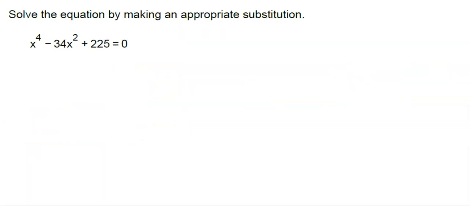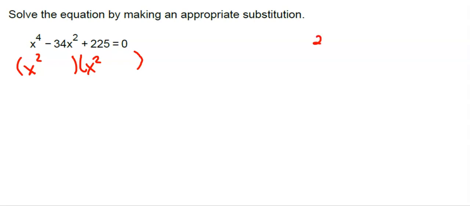Now this problem says to solve it by making an appropriate substitution. So I'm going to think that maybe we can do this by factoring if we're careful. So for example, maybe this factors into a binomial times a binomial. If I think about the x to the fourth power, that's x squared times x squared. And then I'm going to think of two numbers that multiply to give me 225, but add to give me negative 34. Those numbers are pretty big, so it's not real obvious what I'm looking for.